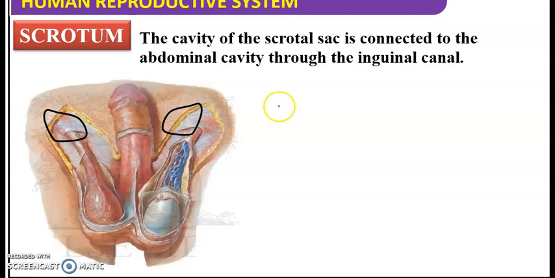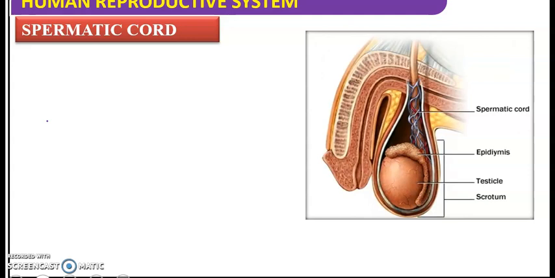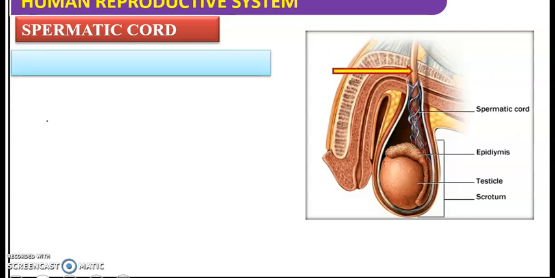Now, if you can see in this diagram, because the scrotal sac is outside the abdominal cavity, there will be a canal connecting the scrotal sac to the abdominal cavity. Okay, this is the scrotal sac, and here you have the abdominal cavity, and you have this canal, an empty path-like structure, which is called the inguinal canal. Passing through the inguinal canal, you have a thick cord or rope-like structure which is called the spermatic cord.